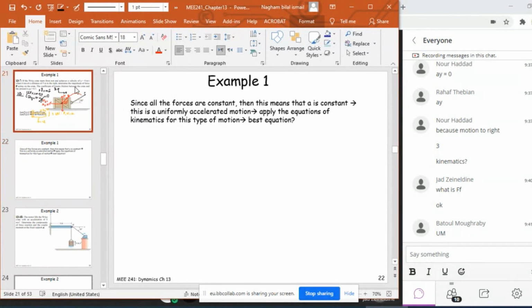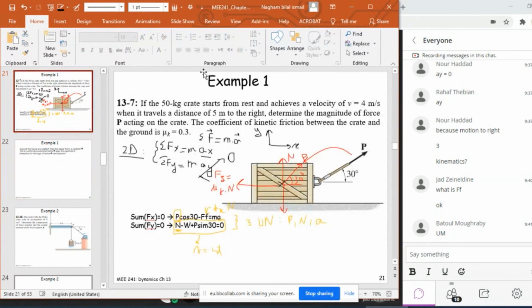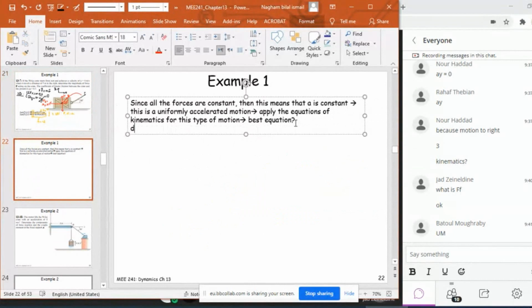Let's go back to the problem. I have V0, I have V at a certain S or X, all right? S here is X because the motion is along the X-axis. So let's write down, guys, my data. I have V0 is equal to 0, and V is equal to 4 meters per second, and S, or delta S, or X minus X0, is 5 meters. So what do you think, guys, is the best equation to use?